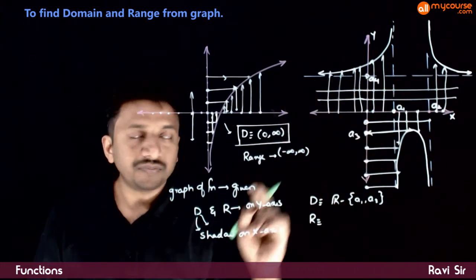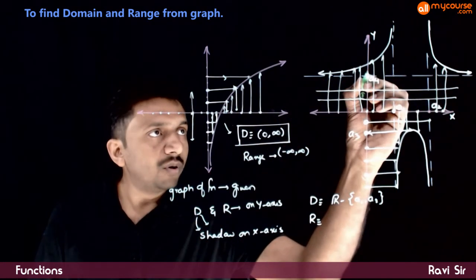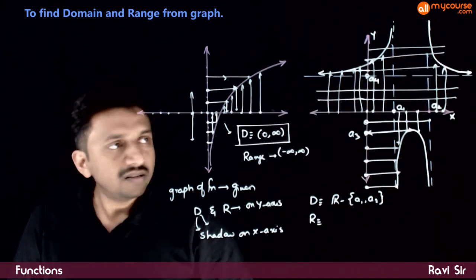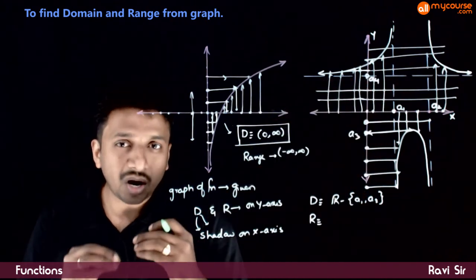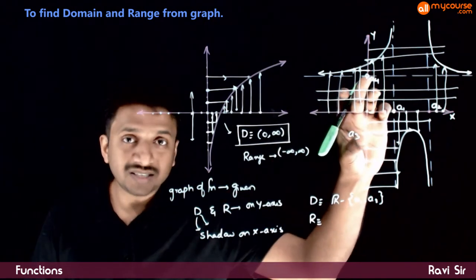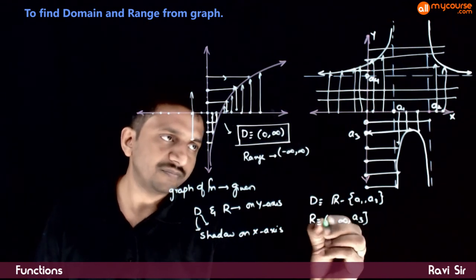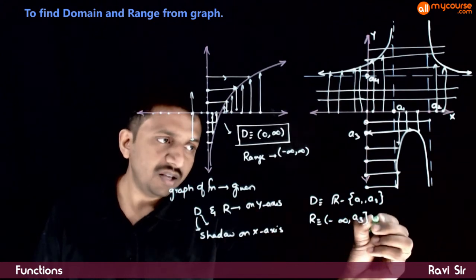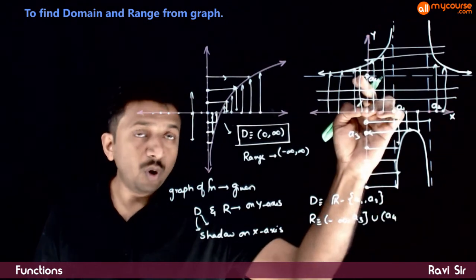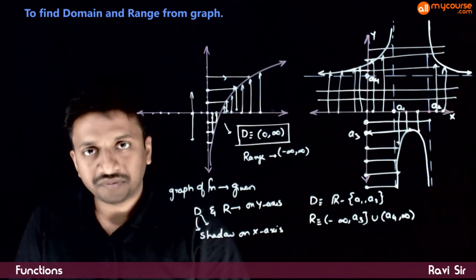Exactly at a4 also, because these two curves are asymptotic, you won't get an x. If you go above a4, again you start getting an x. So between a3 and a4, you're not getting values of x, which means these points cannot be images. Hence the range is minus infinity to a3, union open a4 to infinity. So this is the domain, this is the range.